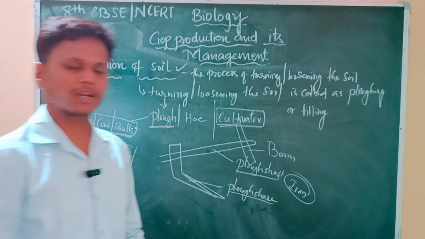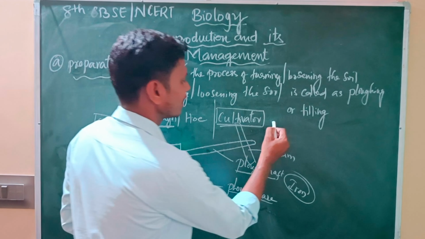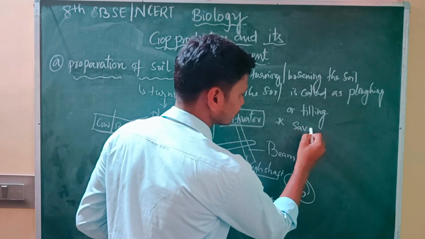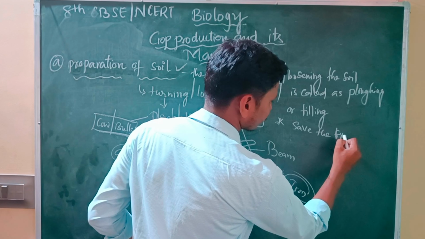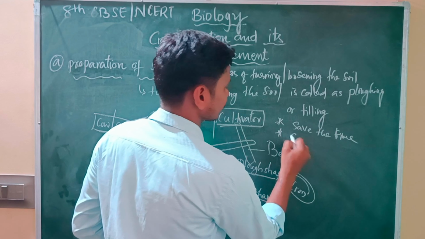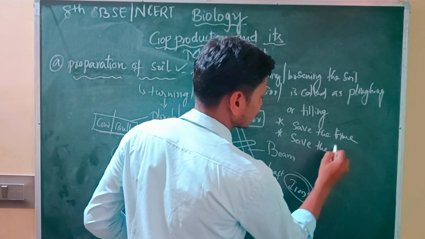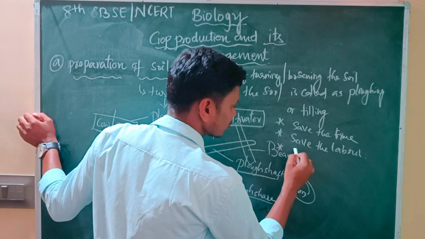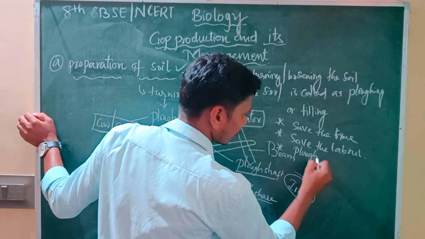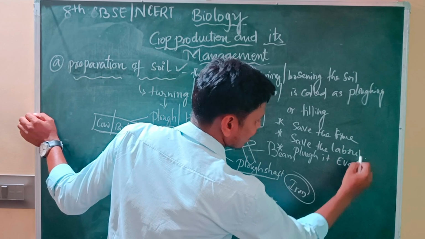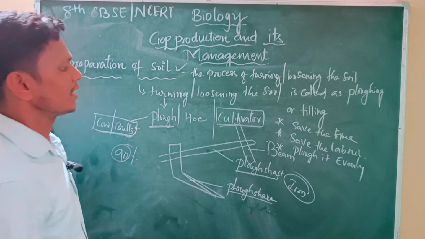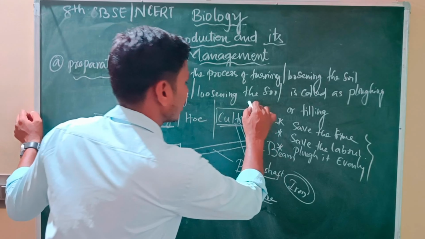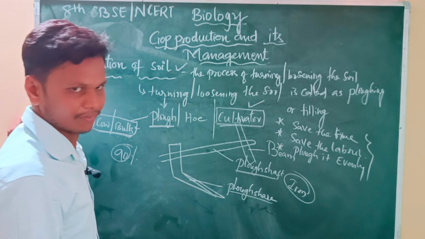There is a reason why they are using a cultivator. By using a cultivator, we can save time, and we can save labor, and we can also plow evenly. So these are the three reasons, the three advantages. That is why we are preferring the cultivator.